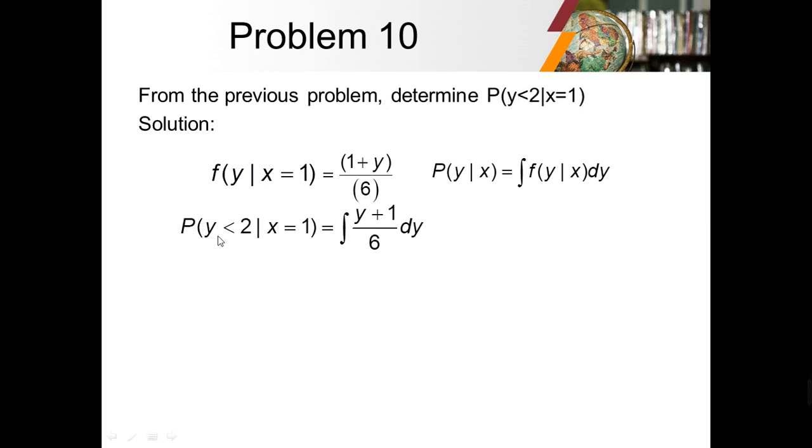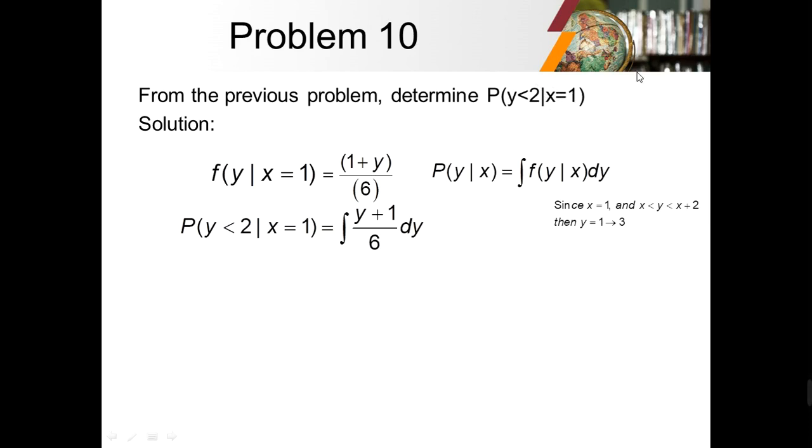Hinahanap natin the probability that y is less than 2 given x is equal to 1 would be the integral of our function y given x is equal to 1. Okay? Ngayon, ang kailangan natin kasi yung limits ng y. Kasi hindi natin pwedeng basta 0 to 2. Okay? Ang maximum natin ay 2. Kaya lang hindi naman pwedeng mag-0 ang y. Bakit hindi pwedeng mag-0 ang y? Kasi ang y, based sa original na problem, nagre-range lang siya from x to x plus 2. Ang x nga natin ay 1.